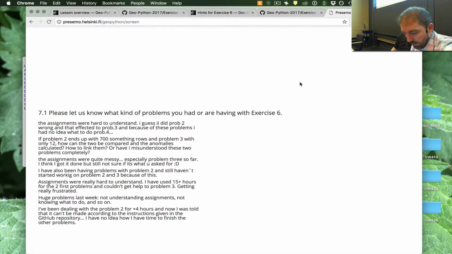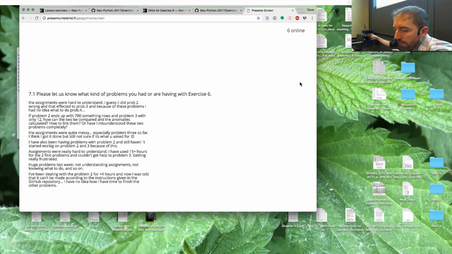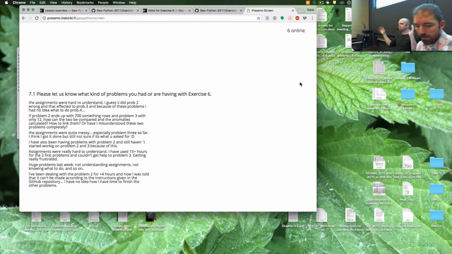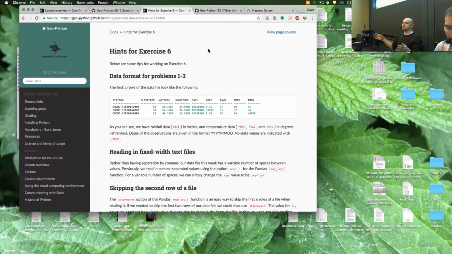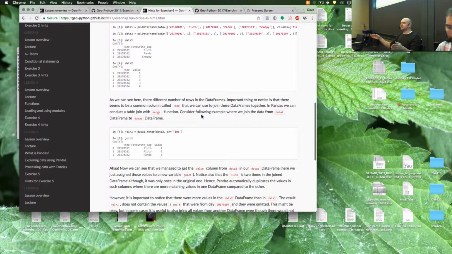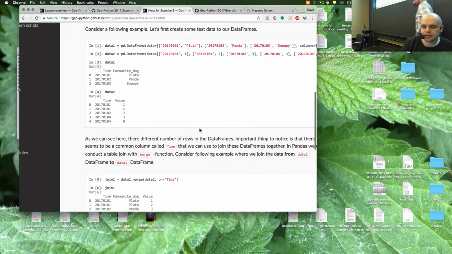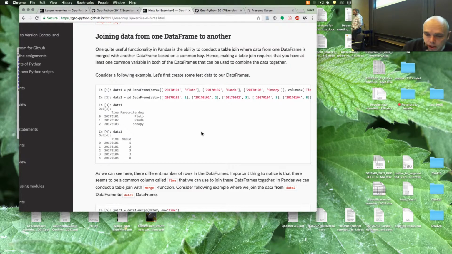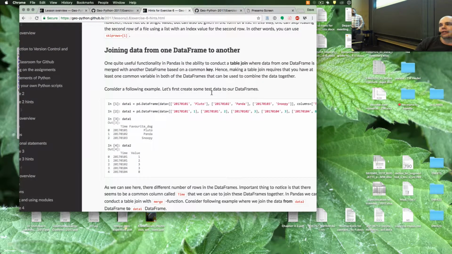So basically the idea of how to deal with this kind of thing is that you have another data set that has, in this case, only 12 rows, and the other one has multiple ones. But you have some information shared between those data sets that you can use to join the two tables together. So how to proceed on this type of problem is to use a table join. In addition to table join, there are other ways, but that is by far the easiest. There is an example here in the hints, joining data from one data frame to another, and this is the one that you want to take a look at.